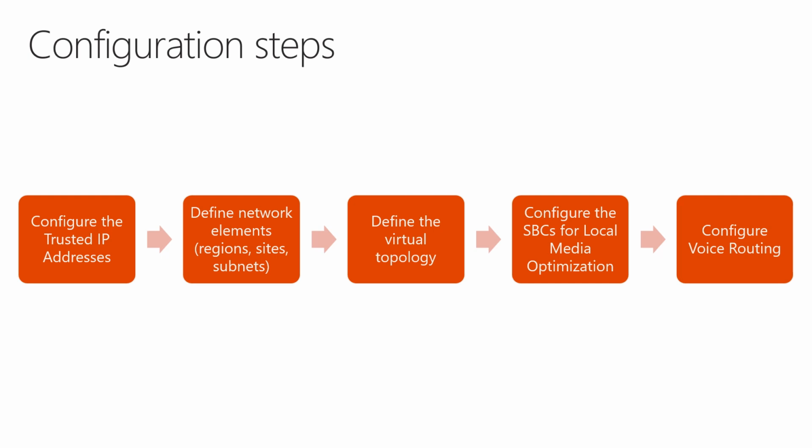These are our regions, our sites, and our subnets. From there, we'll define the virtual topology, which is basically configuring the proxy session border controllers as well as any downstream session border controllers. From there, we then need to configure the SBCs themselves for local media optimization. That is vendor-specific guidance, so we need to make sure that we get the correct configuration information from our SBC vendor of choice. And then finally, we would configure the voice routing pieces, which is exactly the same as we had seen before, which is the ability to just assign an online voice route to a particular session border controller as the target.